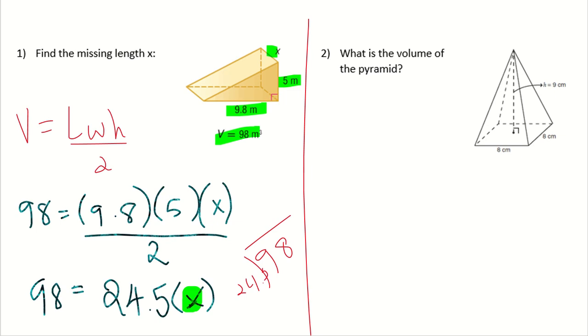I'm running out of room. But yeah, to wrap that up, 98 divided by 24.5 is 4. And so x is equal to 4 meters. You should write the units.